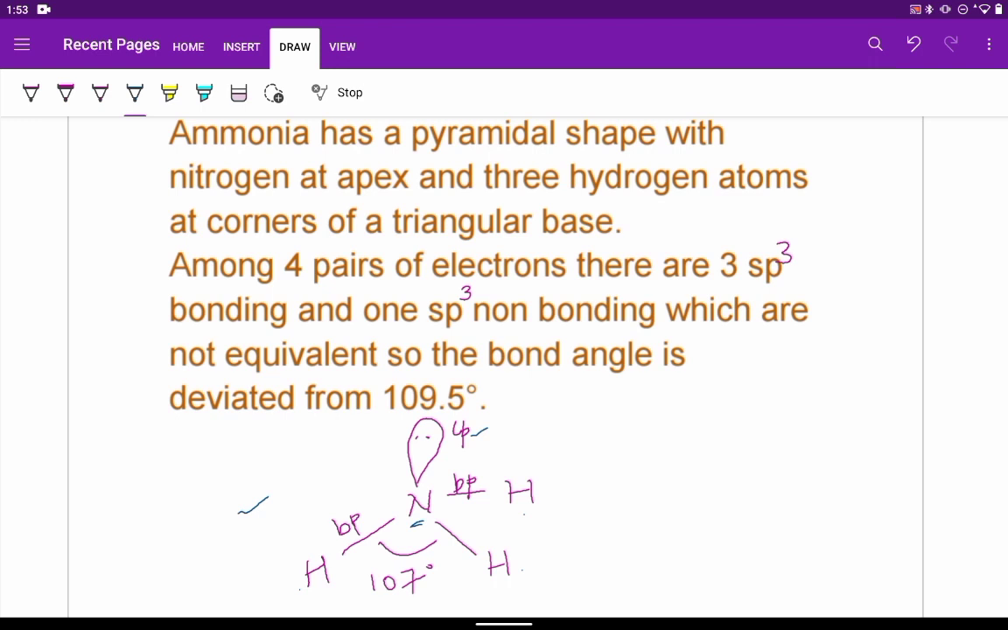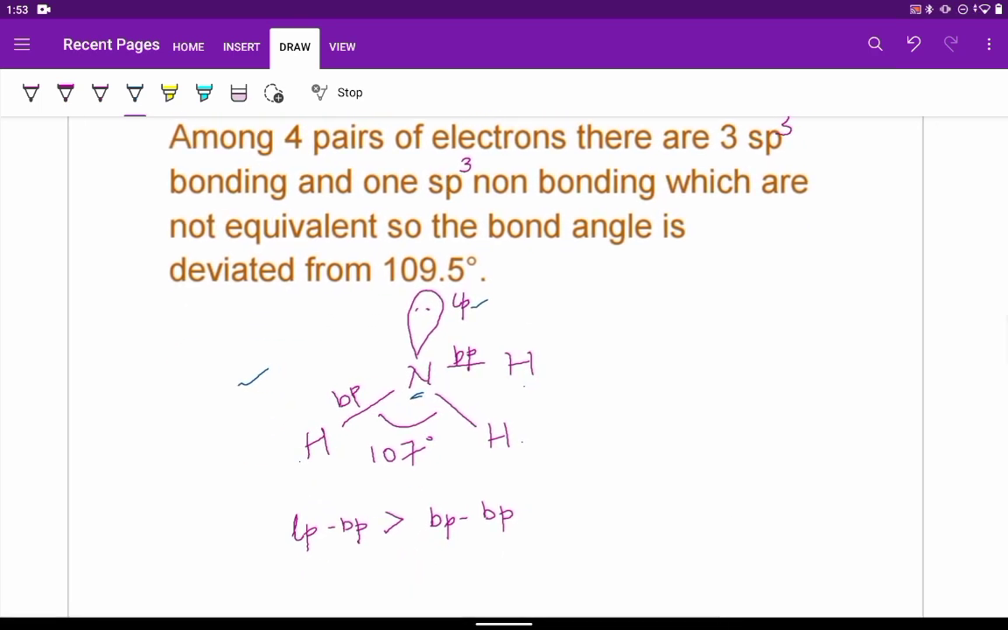Now out of the 4 pairs of electrons which are there in the sp3 hybridization, one is sp3 non-bonding. You see this lone pair, it is not participating in bonding, so one is sp3 non-bonding, and the other 3 are sp3 bonding, which are bonding with hydrogen. So there are 2 types of pairs of electrons. That is why the bond angle gets deviated from the ideal value of 109.5 degree. Because here you see, this is the lone pair, whereas this is the bond pair.